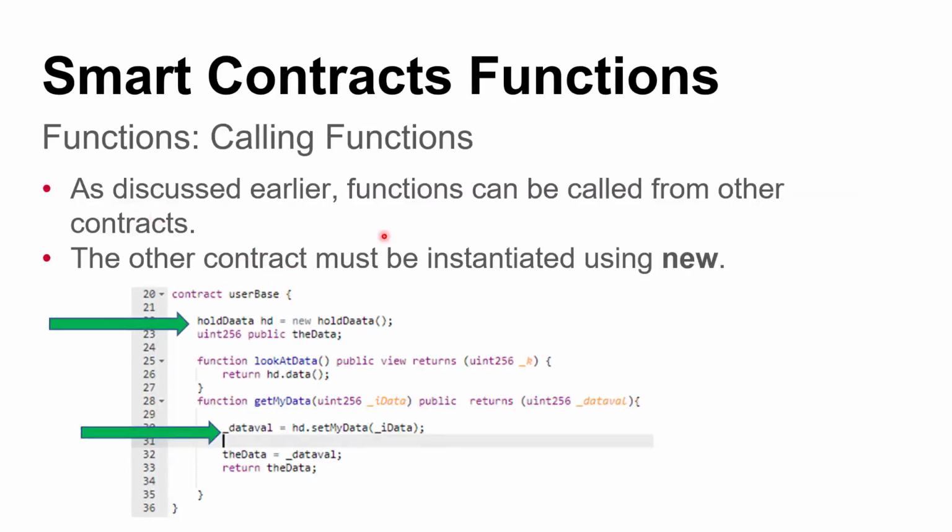As discussed earlier, functions can be called from another contract. The other contract must be instantiated again using new. We already talked about this. So I can call the HoldData contract, but I've got to instantiate it using the new keyword. We saw an example of that a little bit earlier. Now I have HD available, and I'm able to call all of the data types and all of the functions that are part of HoldData.